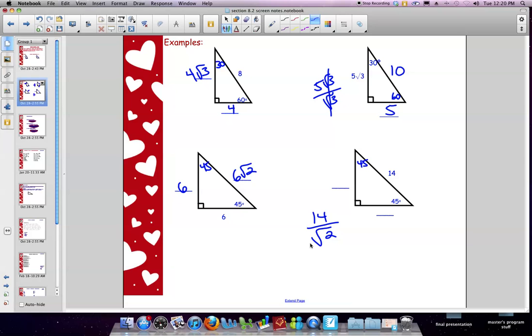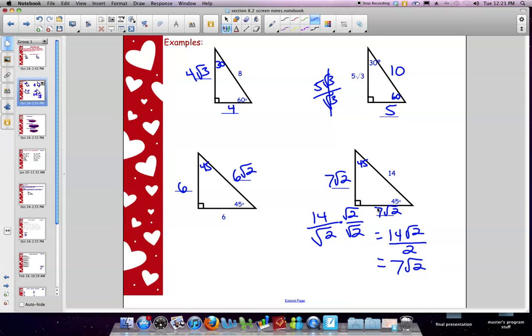We learned that you can't leave a square root in the denominator, so you have to simplify it. We learned to simplify it, you multiply it by itself. When you multiply it by itself, on the top you would get 14 times the square root of 2. On the bottom, square root of 2 times the square root of 2 is simply 2. 14 over 2 is 7. So the length of my sides would be 7 times the square root of 2.